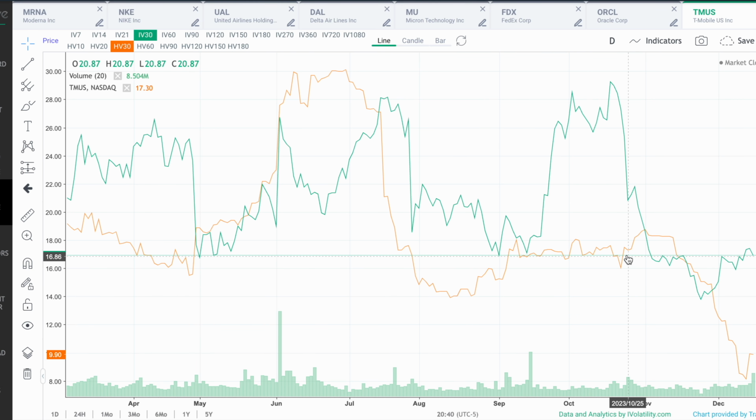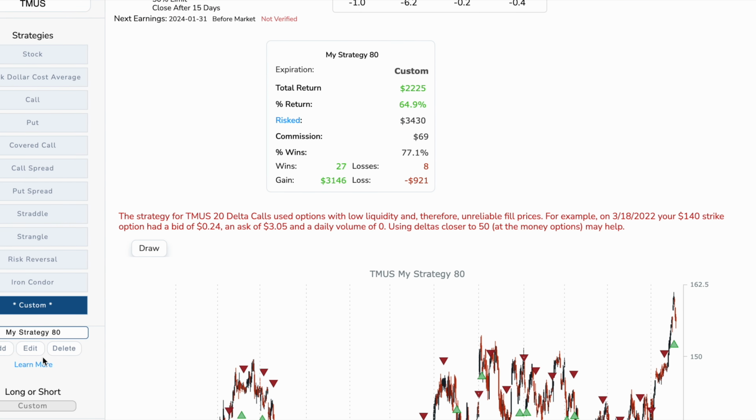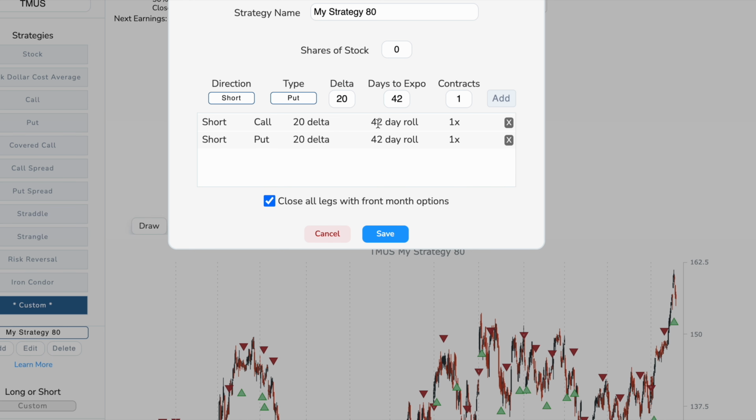And another reason why I chose T-Mobile is because the backtest for a neutral strategy works very well. So let's take a look at that backtest. So here's the backtest. Let's take a look at the strategy. We're looking at a 20 delta strangle, so selling the put and selling the call with a 42-day expiry. And the reason is that 45 days is the sweet spot when it comes to selling strangles.